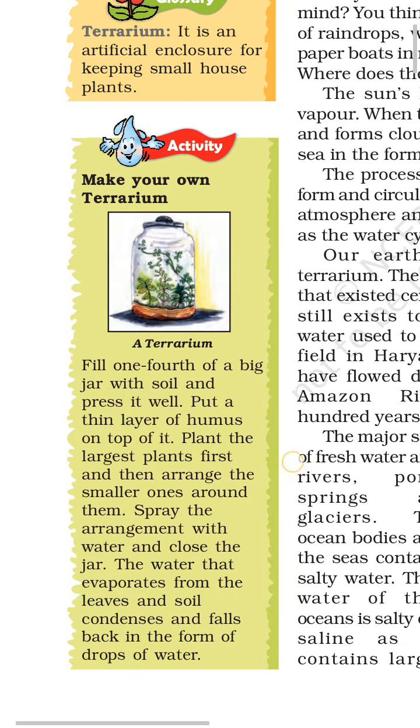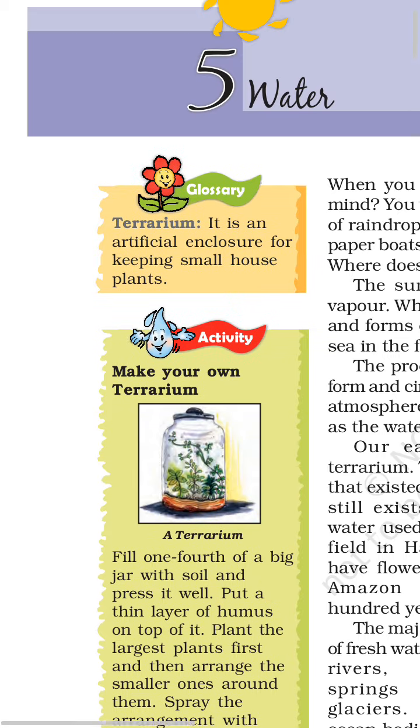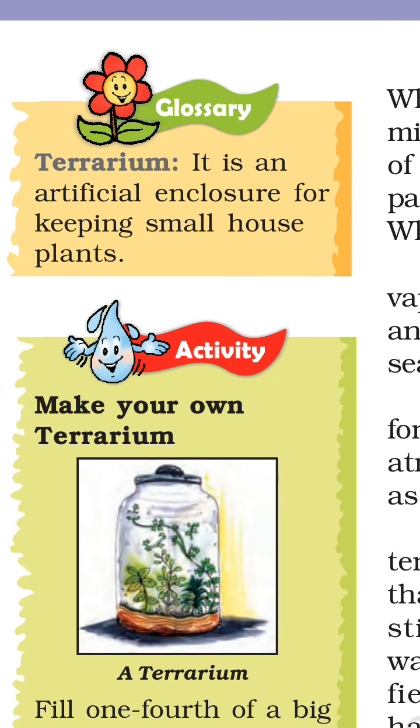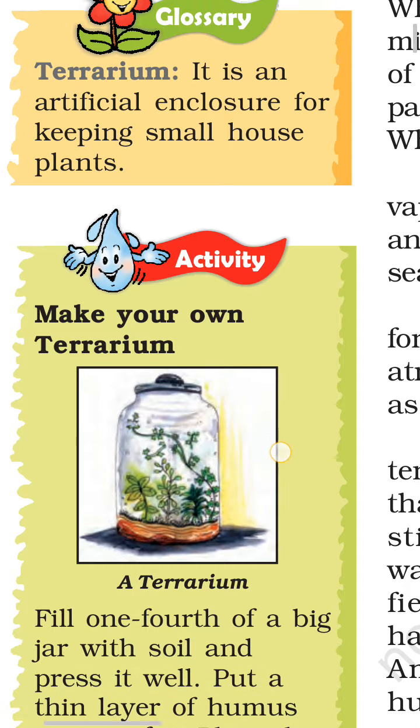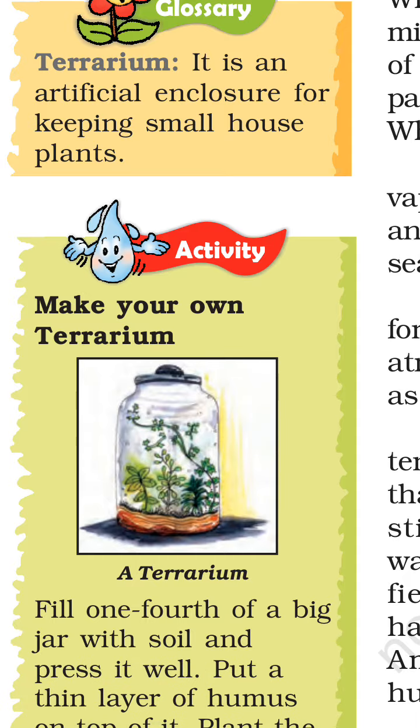Our earth is like a terrarium. A terrarium is an artificial enclosure which is used to keep small house plants. We can make our own terrarium in a jar by putting some soil, humus and plants in it. Also spray some water in it and close the jar. You can see some water droplets in it. Our earth is also like a terrarium, but earth is a natural terrarium.